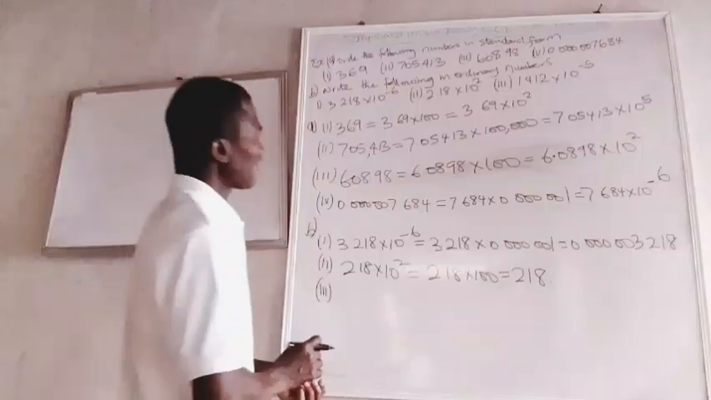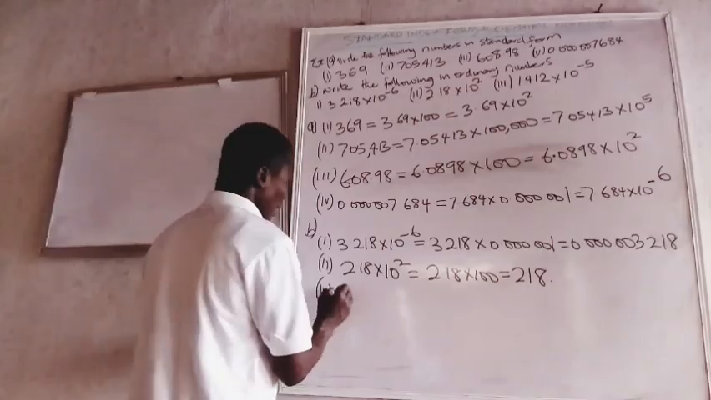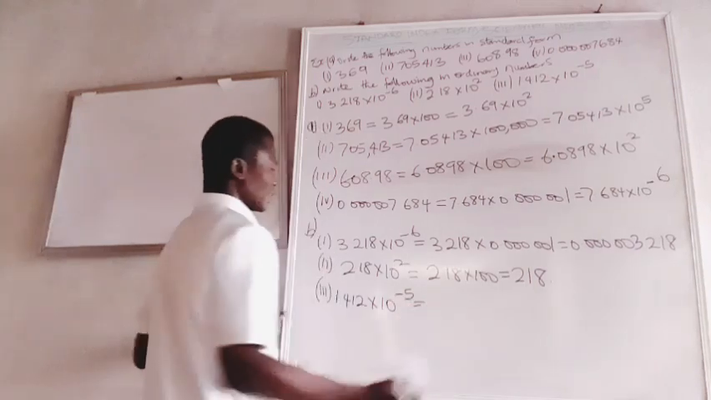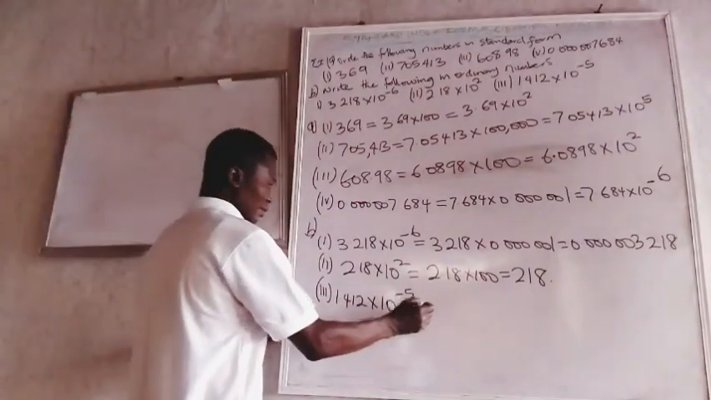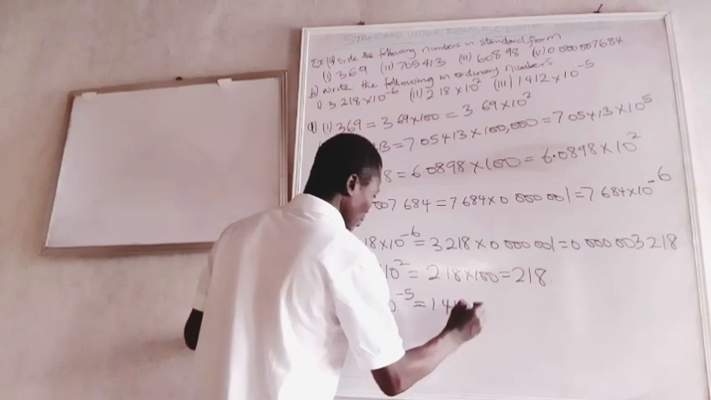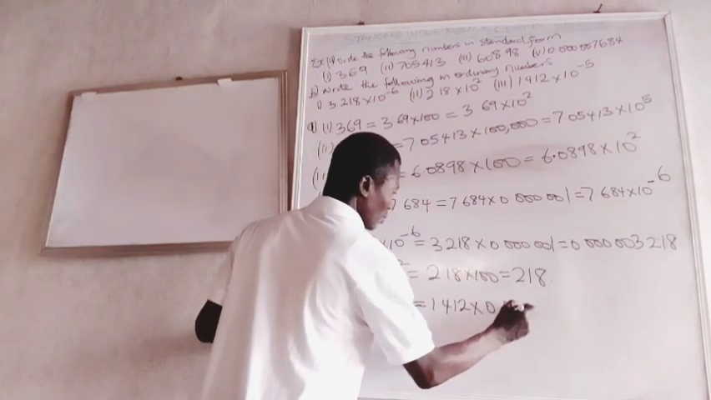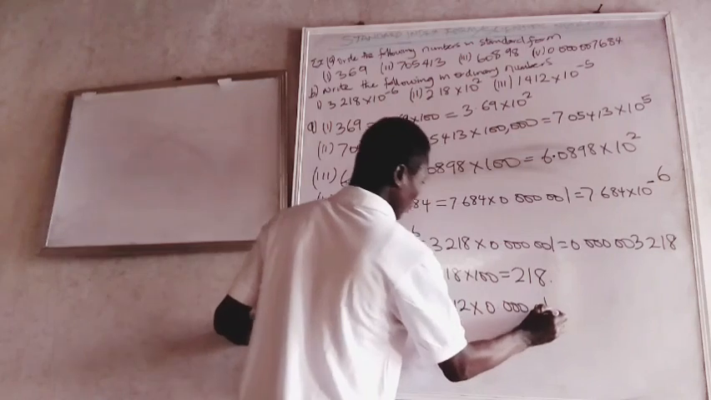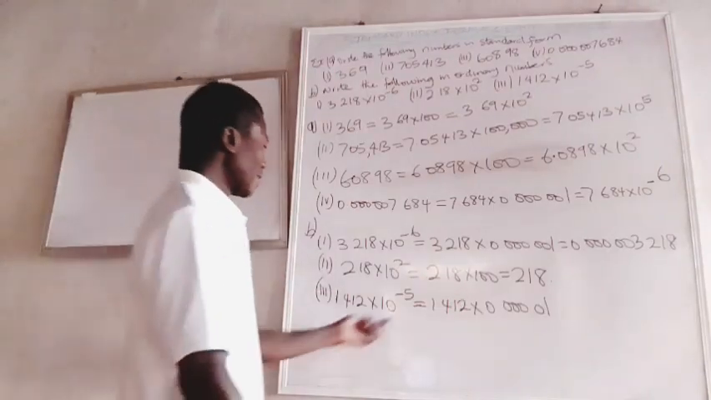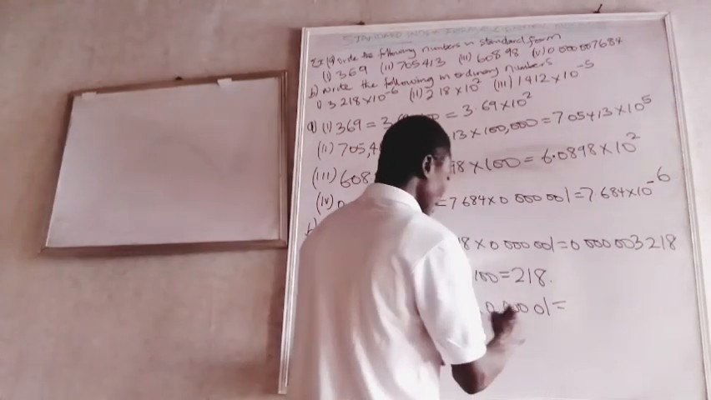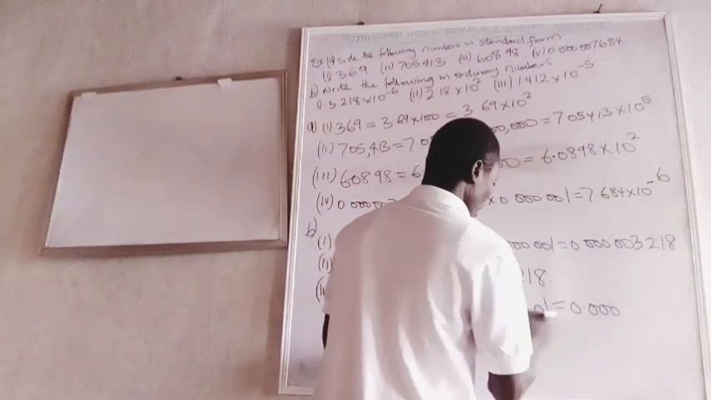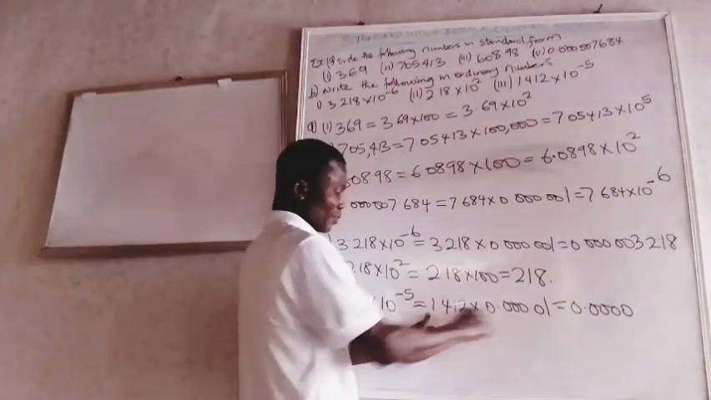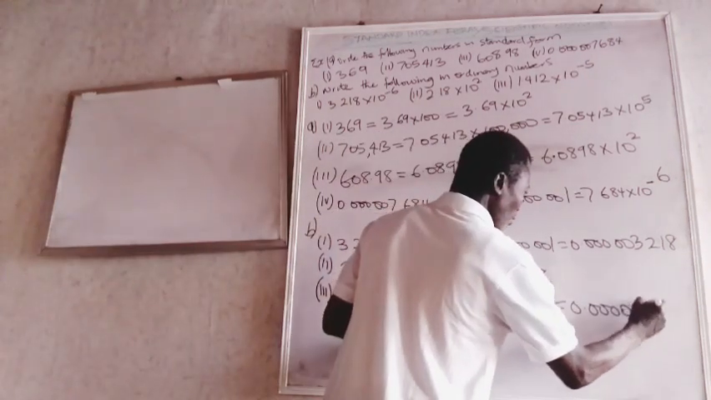Now the last one. We have 1.41 times 10 to the power minus 5. So what does this give us? We express this one in long form: 1.41 times 0.00001. You can see, at the end of the day, what are you going to have? I have to write this 0 down: 1, 2, 3, 4, 5. So from this point of 1, I start writing this out: 1, 4, 1.